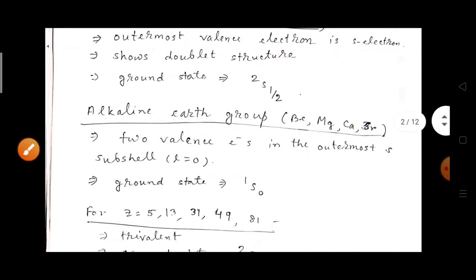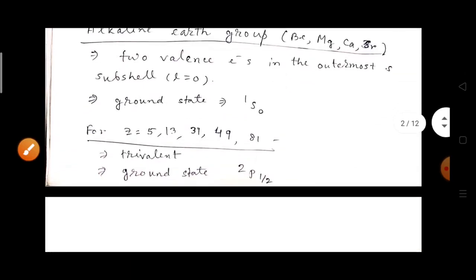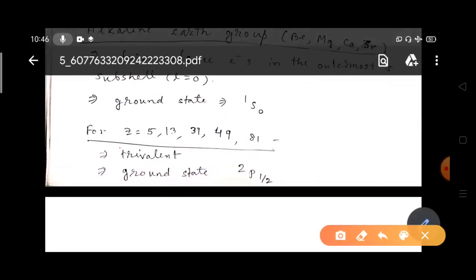Alkaline earth group, that is beryllium, magnesium, calcium, strontium, they have two valence electrons in the outermost s subshell, that is L equals 0, and the ground state is 1S0. For elements like Z equals 5, 13, 31, 49, 81, they are trivalent and their ground state is 2P1/2. So all these are from like Z equals 5.